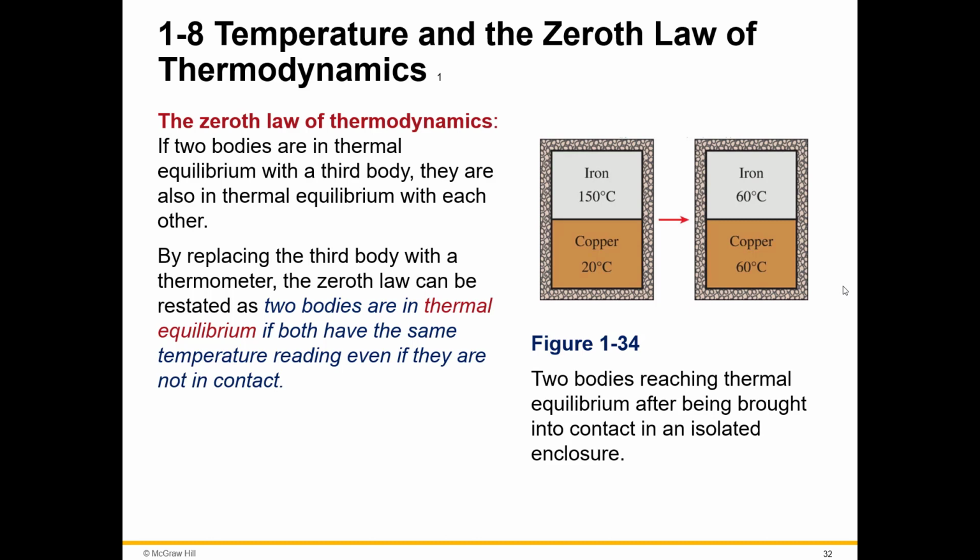And so then you see here, two bodies reaching thermal equilibrium after being brought into contact with an isolated enclosure. So we see that isolated here. It had not been introduced before then, besides me just talking about it. So you can reach thermal equilibrium even in an isolated system, but with a firm boundary, not touching. Okay? We're not going to go too much into the 0th law, though.